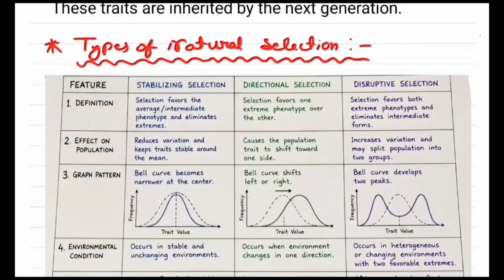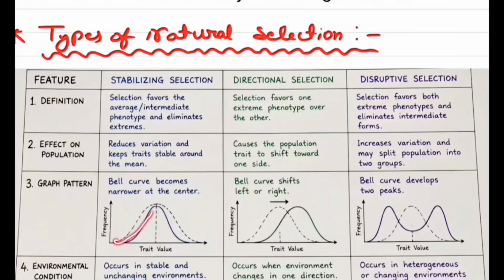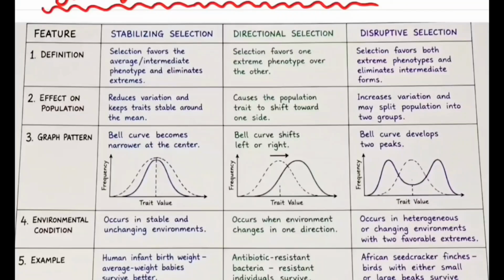Stabilizing selection. Definition: stabilizing selection favors the average or intermediate phenotype and eliminates extreme variations. The organisms with traits near the mean survive best. The graph is bell-shaped, which becomes narrower at the center because intermediate individuals increase. Effect on population: reduces variation and keeps traits stable around the mean.